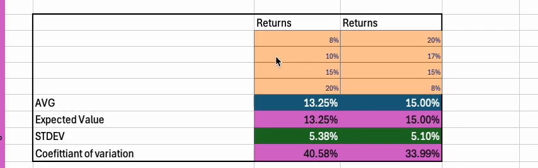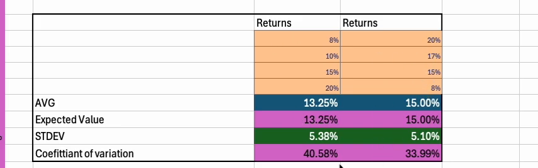I figured we could go over the coefficient of variation today. Pretty simple and straightforward calculation. Once again, here are our returns. And once again, in the beige is what's given beforehand to us. So we have 8, 10, 15, and 20%, 20, 17, 15, and 8%.